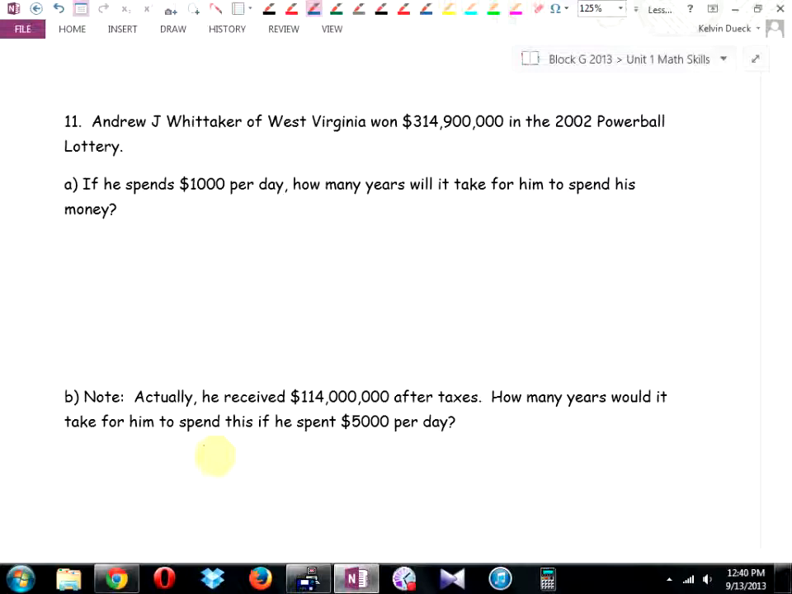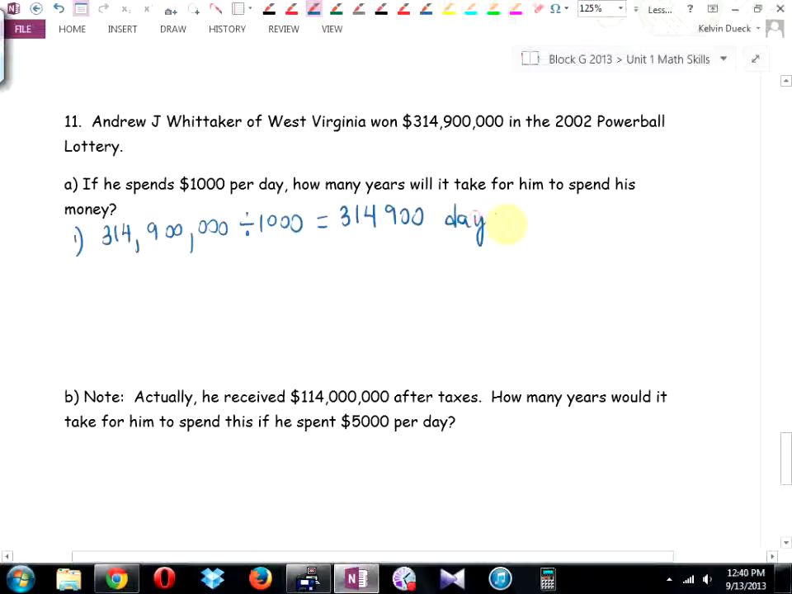Okay, so I'm going to go 314,900,000. I'm going to divide it by 1,000. What do you get? Oh, you just knock off 3 zeros, yeah? It's 314,900. It would take him that many days to spend that money. How many years? Write down what they gave me. 314,900 days.